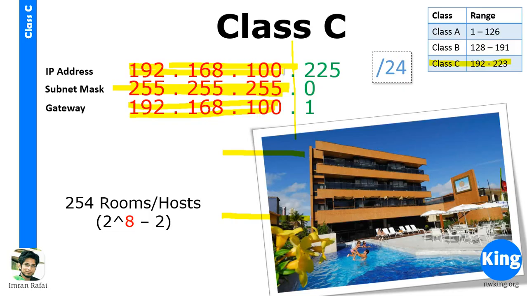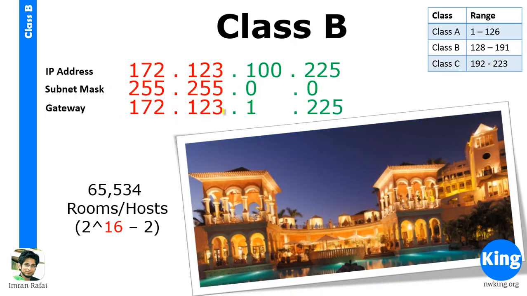The IP address and the gateway should have the same network. Alright, now let's look at class B. Class B, again, if you look at the first octet of your IP address, it's 172. And from the table we know 172 is a class B IP address.